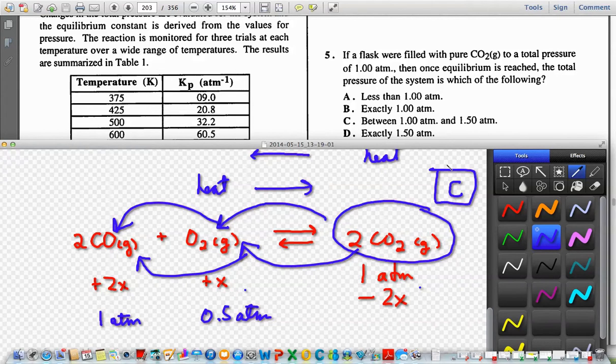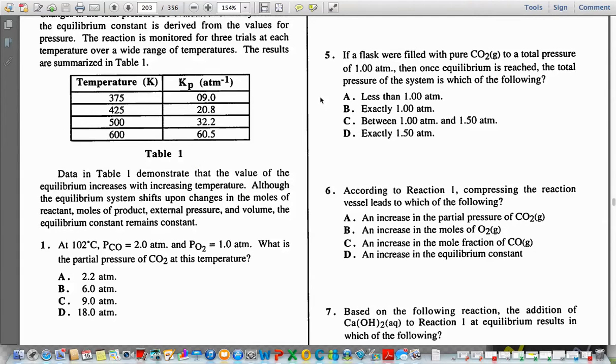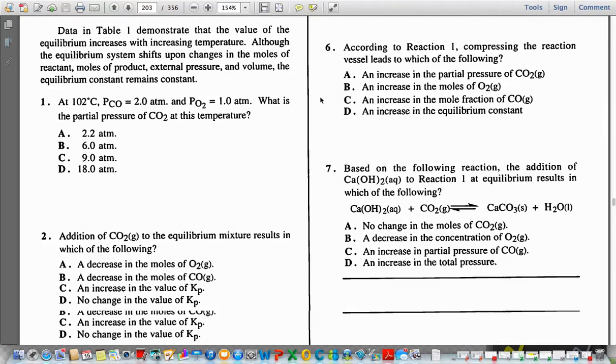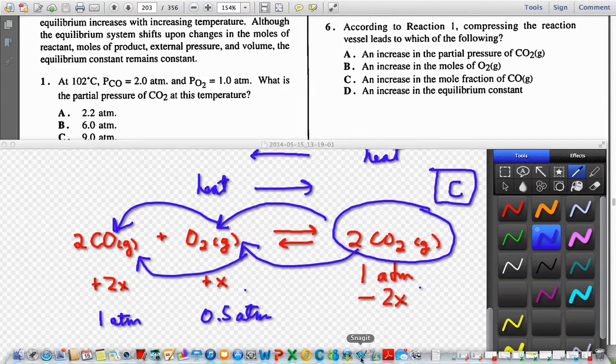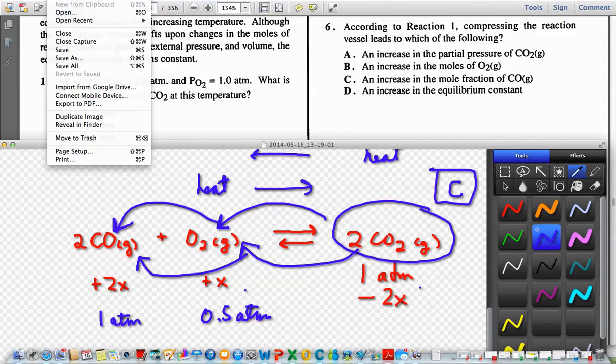This is the other one I changed. Number 5 is not a trivial question. A lot of people would miss that, I think. Alright, let's go to number 6.